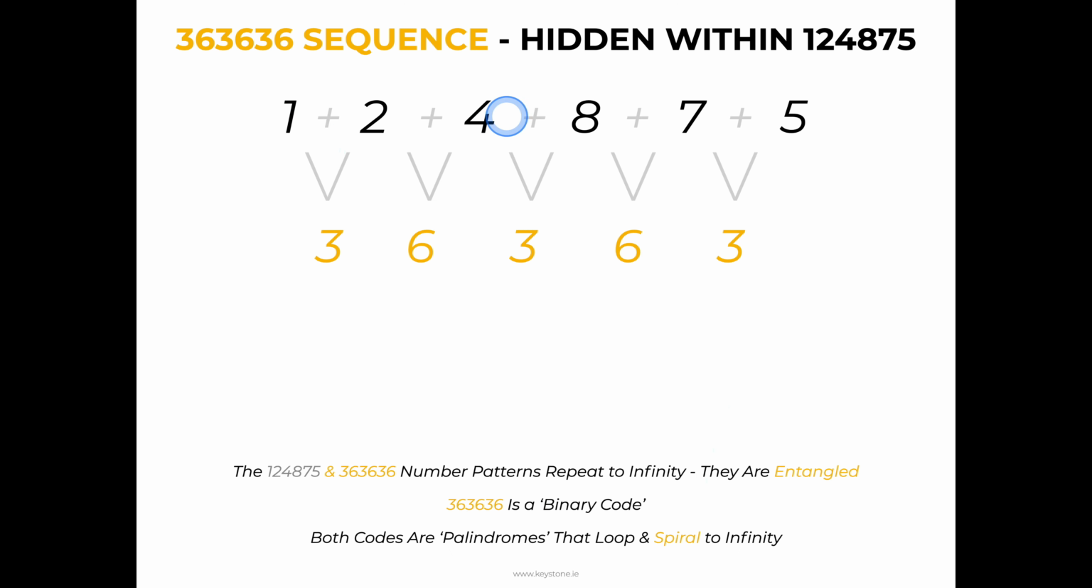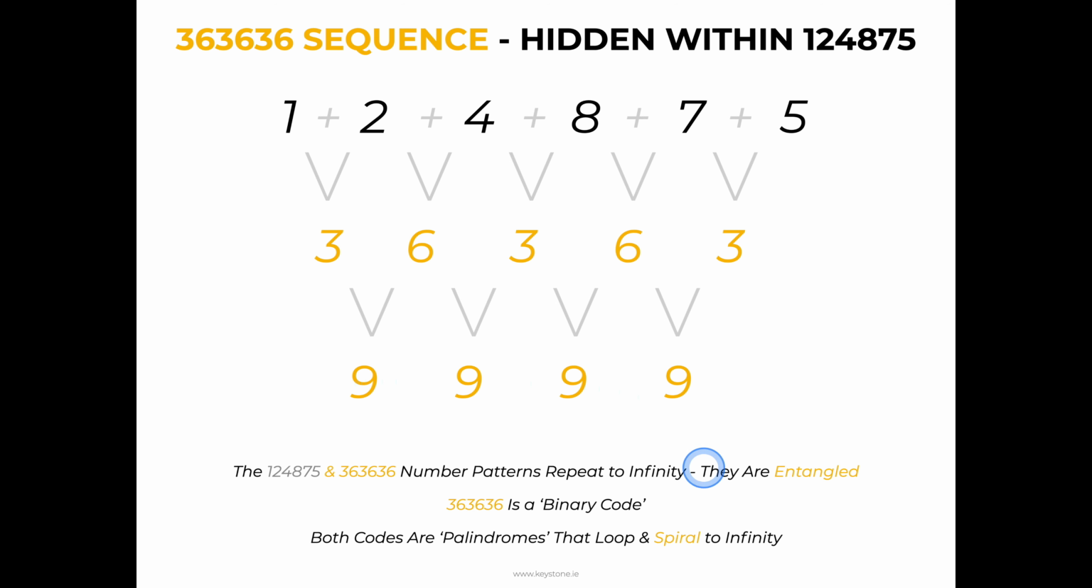Within the 1, 2, 4, 8, 7, 5, there's a 3, 6, 3, 6, 3, 6 pattern. So obviously 1 plus 2 is 3, 4 plus 2 is 6, etc. And then when you take 3 plus 6, you get all the 9s. The 1, 2, 4, 8, 7, 5 pattern repeats to infinity, and the 3, 6, 3, 6, 3, 6 pattern also repeats to infinity.